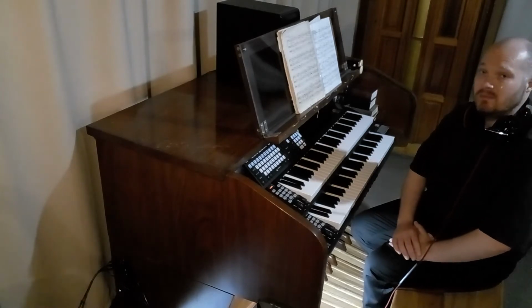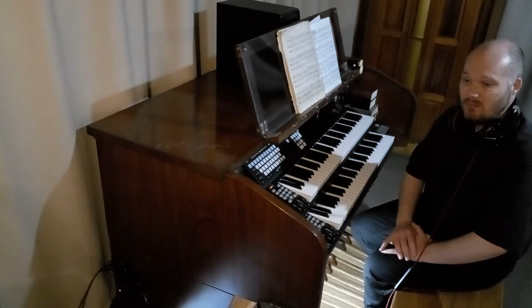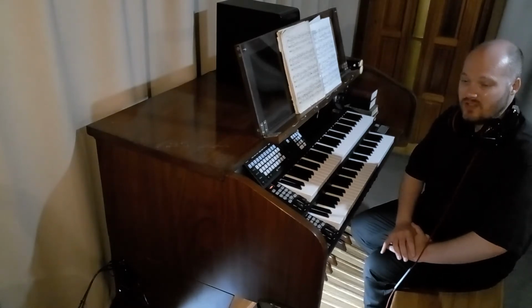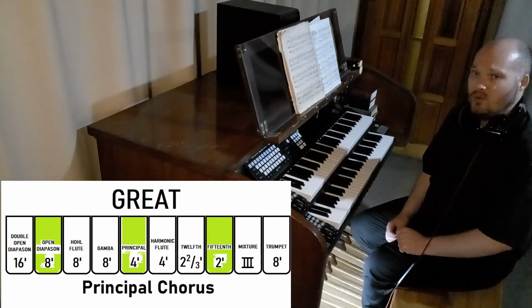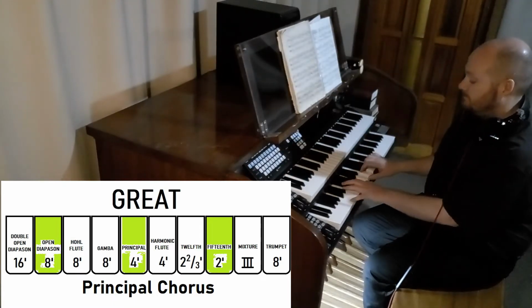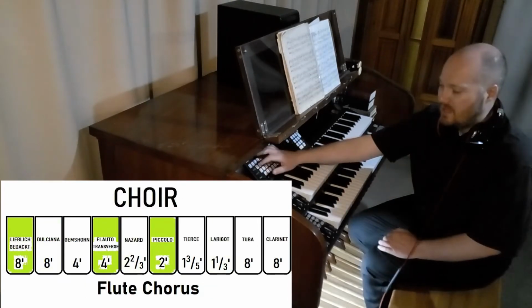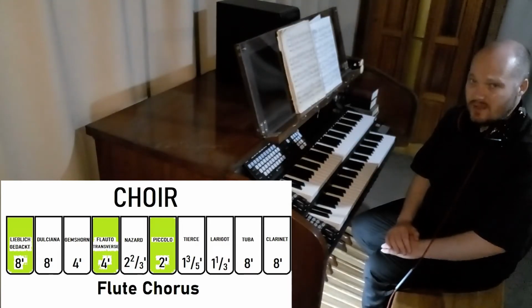Now for approximate stop combinations, when the score only gives dynamic markings without an indication of specific registration. Also understanding basic organ jargon. The principal chorus is usually the principals of 8, 4 and 2 foot. This is usually found on the great. Next we have the flute chorus. This is usually found on the choir or the swell.